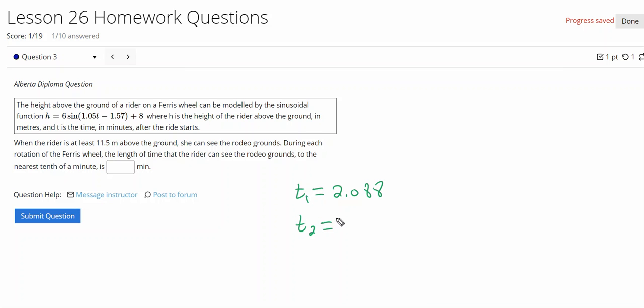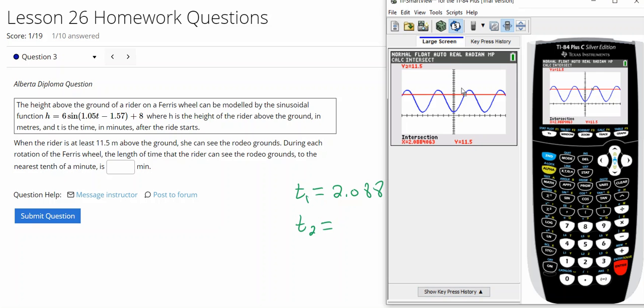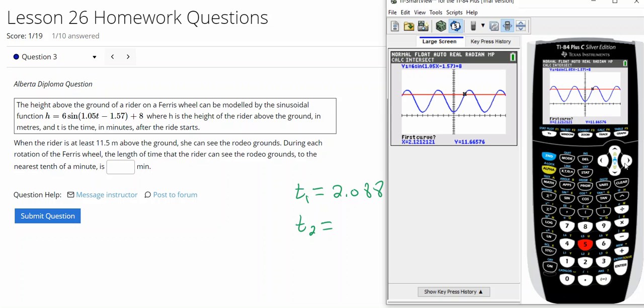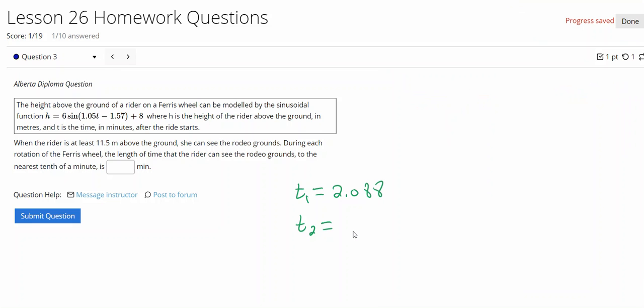So now our time 2 will be, so we'll just do the same thing, but now we're going to do it for the second spot. Okay, so we'll move over to the next one. So we'll go second, calculate. We're going to find an intersection again. Let's move it on over to that one. So first curve, yes. We want to find the second curve there. Take a guess, yes. So that one's going to happen at 3.89. Okay, so the amount of time that she can actually see it is in between those two times, right?